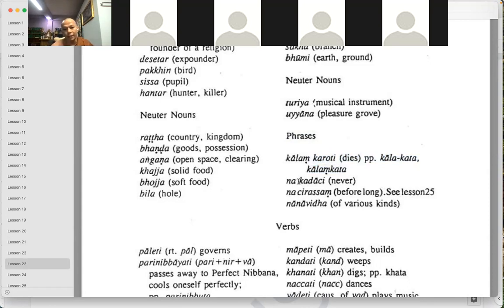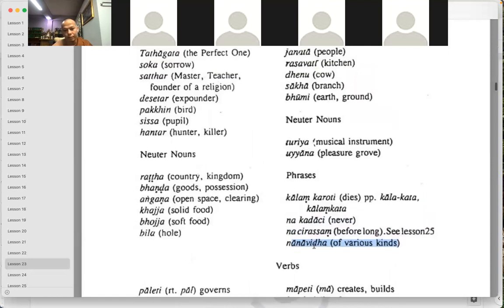And then so the adjective, so Karachi means sometime, but now Karachi, not, means not sometime, means never. And the Jirasan also long. So Jirasan also long, but not Jirasan means before long. Okay. But so Nanavida is actually of various kinds. Actually, that should not be a phrase, it should be under the adjective. Nanavida is an adjective actually. So various or of various kinds, not a phrase. So here kalang karoti, kalang kata, and not karachi, and not jirasam.